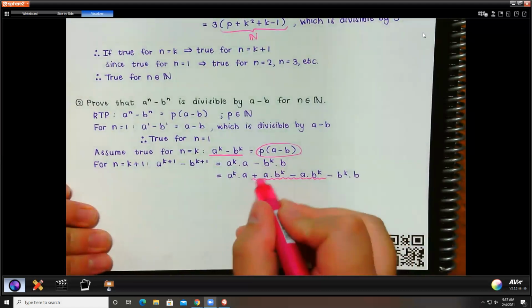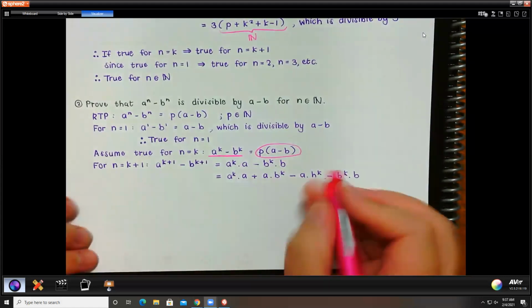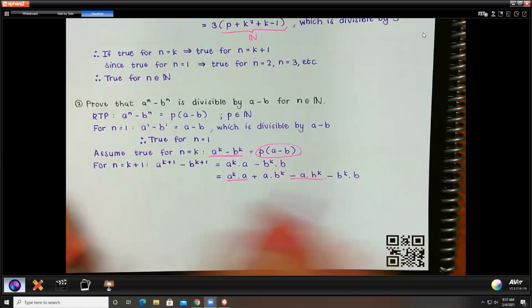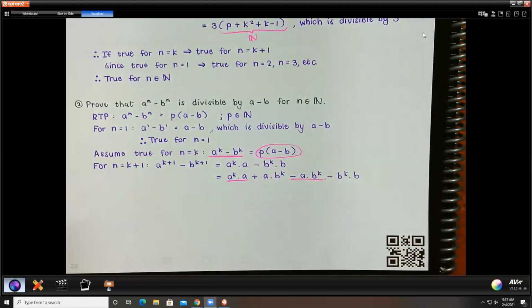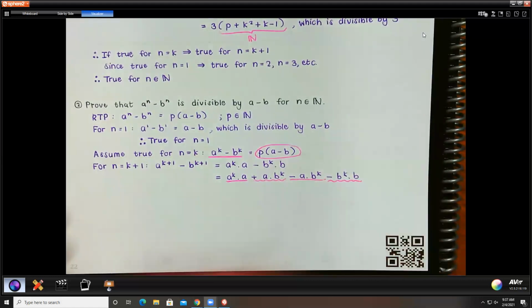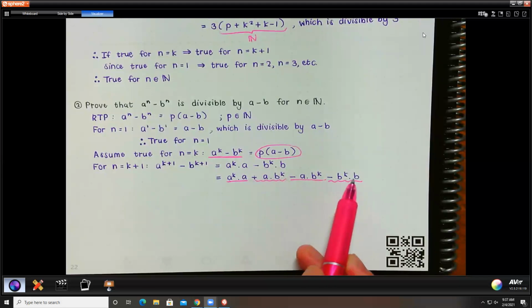Let me actually just erase this so that we can underline these terms. I'm saying that if we group together a to the k times a minus a times b to the k, we could take out a as a common factor. Then we'll be left with a to the k minus b to the k, which sounds promising because we want that. Which means that I would have to group these two together. And if I do that, I'm going to have to take out as a common factor b to the k, which will leave me with a minus b.